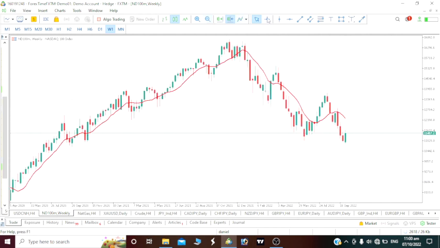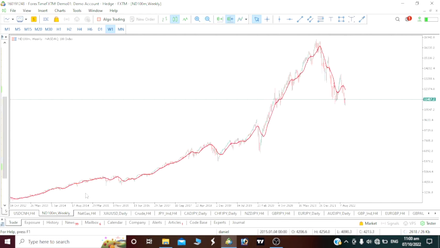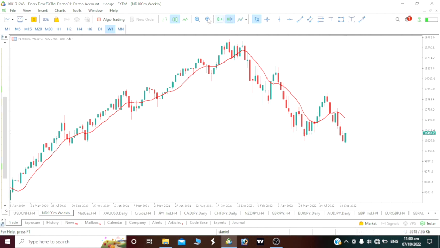Now take a look at this weekly time frame. There was a period of time when we were having this bullish move, right? Price has been going bullish for years. Nasdaq 100 is going bullish on this weekly time frame. Then all of a sudden, this price broke below this 10-period moving average, which I'm using here.